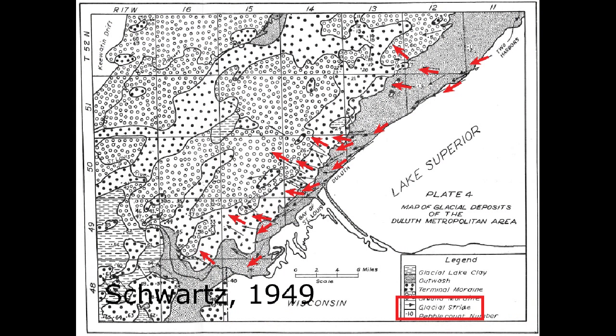Here's a more detailed map of striation directions for the Duluth area, authored by George Schwartz in 1949. In western Lake Superior, an ice stream flowed down the long axis of Lake Superior, as is evident by striation directions along the lakeshore that run parallel to the shoreline. Moving away from the lakeshore to higher elevations, striation directions change, pointing directly away from the lake. This provides evidence that the former ice stream flowed up and out of the Lake Superior Basin.